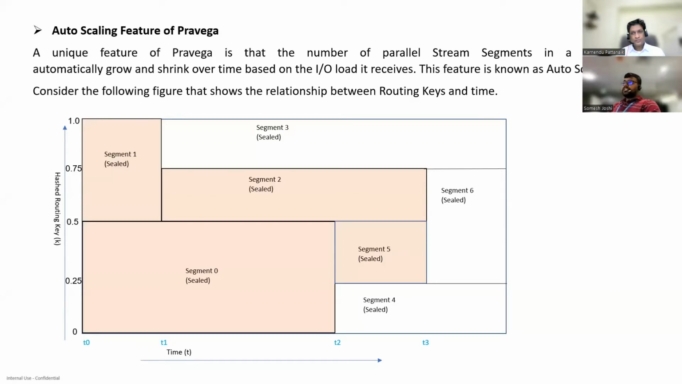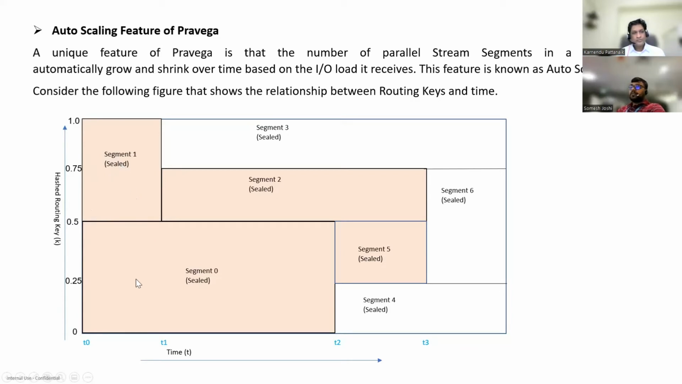So how does this feature work internally? It can be explained using this relationship diagram between the routing keys and time over gradual progression. Let us consider a Pravega stream which has two segments at time t0, segment 0 and segment 1. By default, Pravega splits the entire key range of 0 to 1 between the available segments, which is 0 to 0.5 for segment 0 and 0.5 to 1.0 for segment 1.